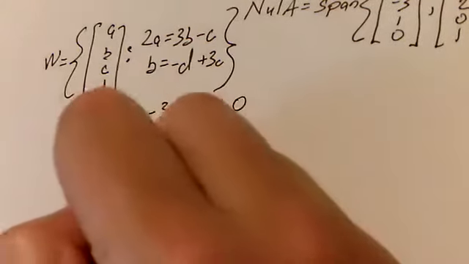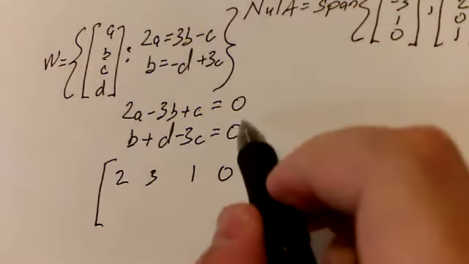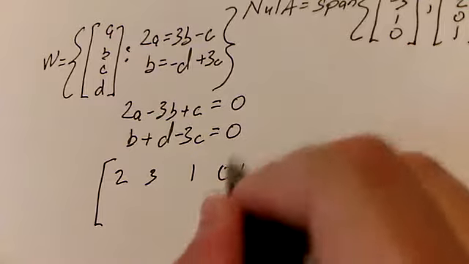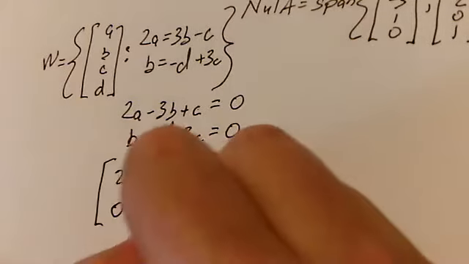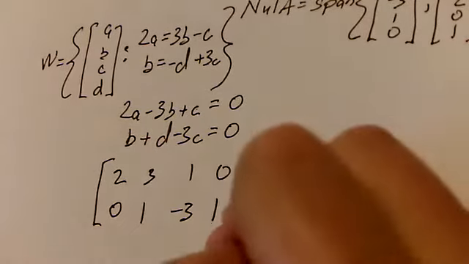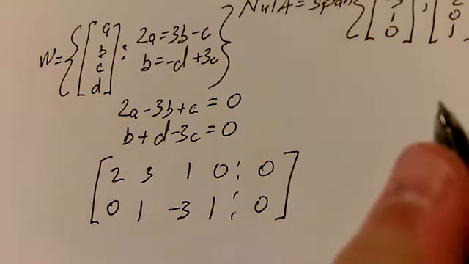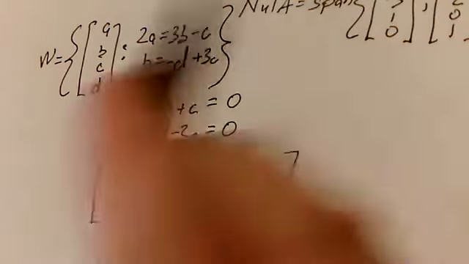So this first equation would be 2, 3, 1, and 0 for D. This 0 is not the 0 vector that's augmented. This 0 is that I have no D components for that one. Second equation, I have no A's, 1B, negative 3C, and 1D. And again, it's equal to 0 for a homogeneous equation. So I have a vector space here.